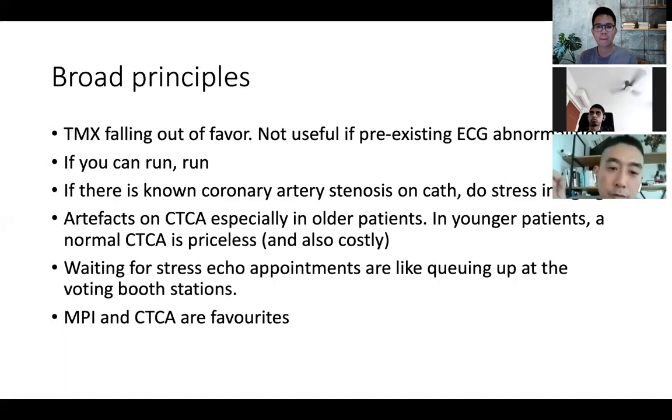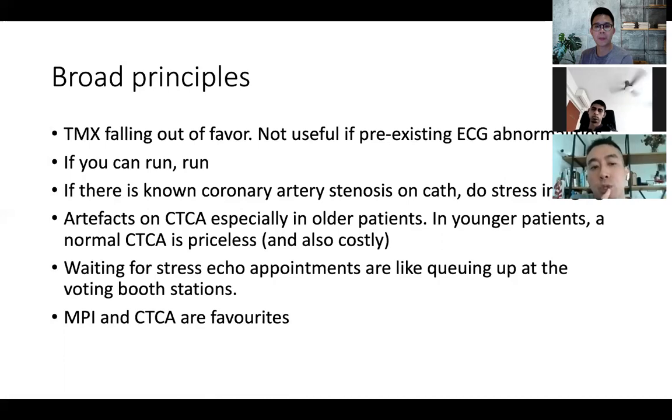Yeah. The fourth principle is CTCA is a good test, but a lot of times in elderly patients, they get a lot of calcium. That is part of the aging process. So you have to be wary of that and try not to order CTCA for older patients. But for younger patients, it will be fine. Sorry? Is there an age cutoff for older or younger? Roughly, I put that in a later slide, but for myself, past age 65 to 70, I'll be very cautious.